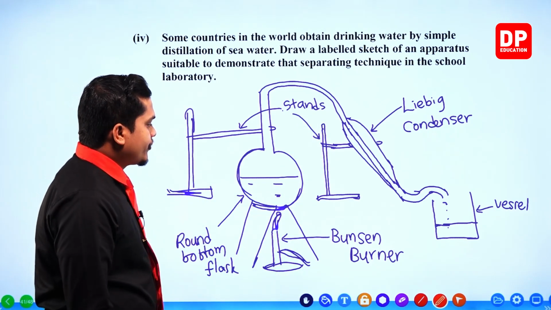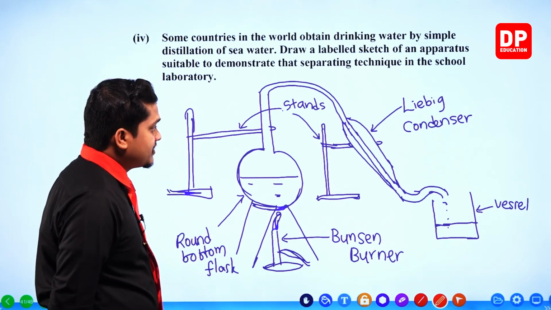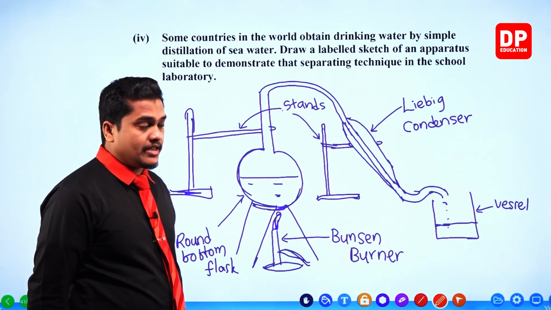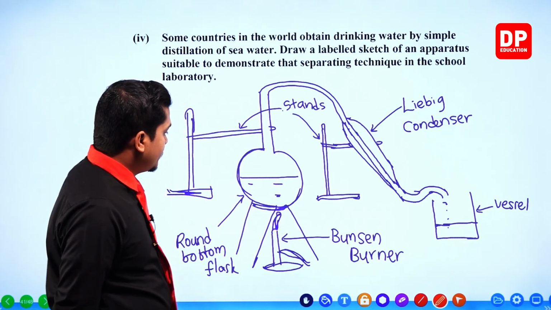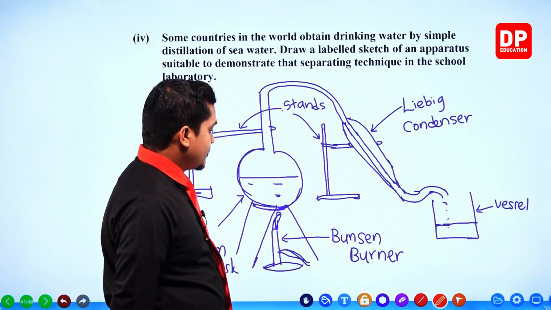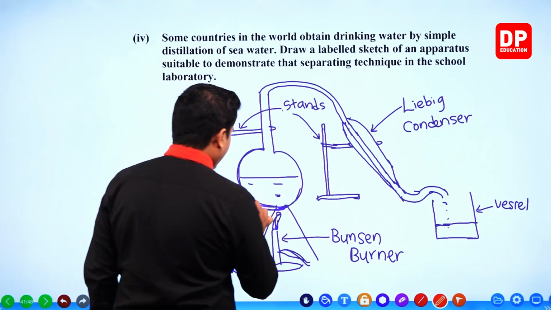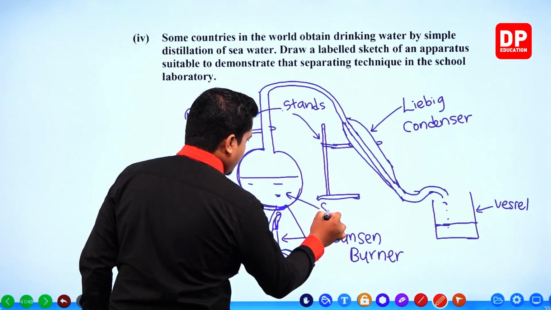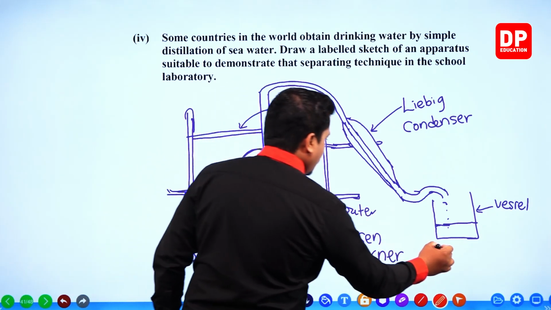It's important to draw out and label the stuff, okay? So remember to label the stuff, my dear children. Otherwise, you will not be given the full marks. Remember that, okay? So we'll be needing a vessel, right? Then a Bunsen burner to heat up the water. So this is seawater. This is pure water.